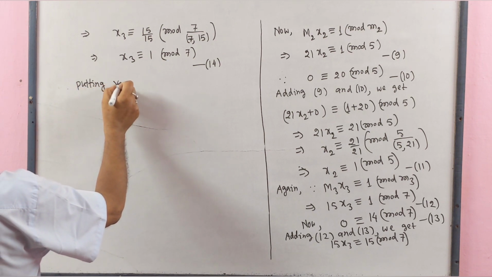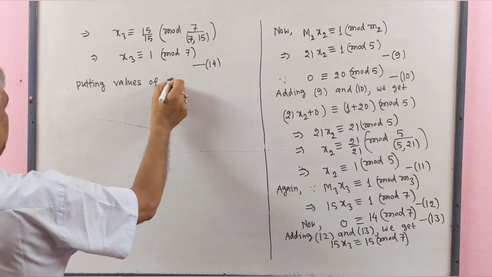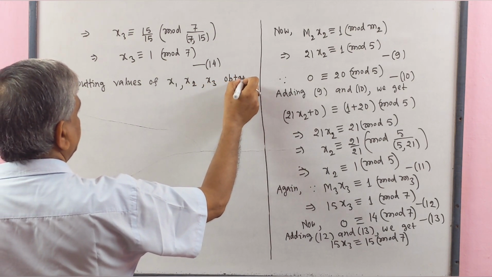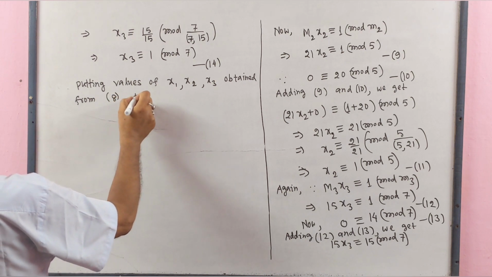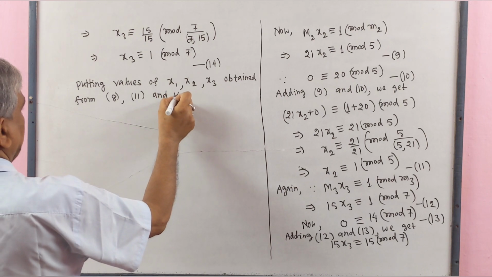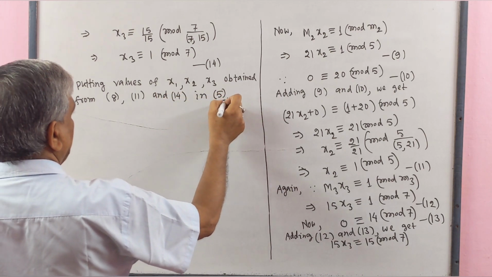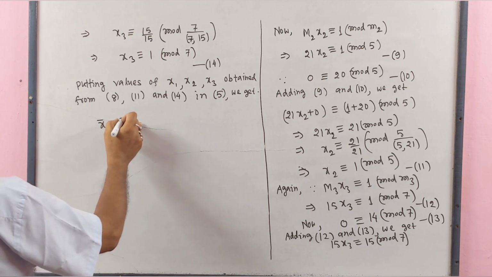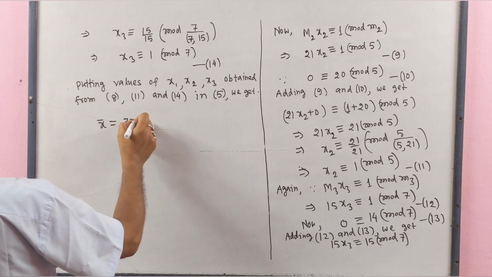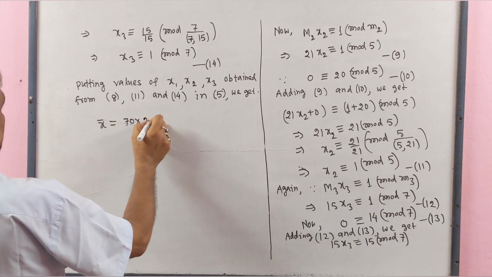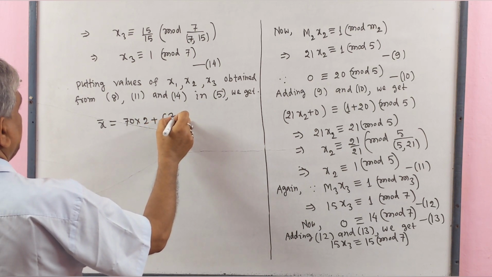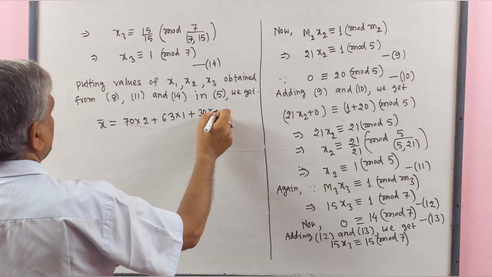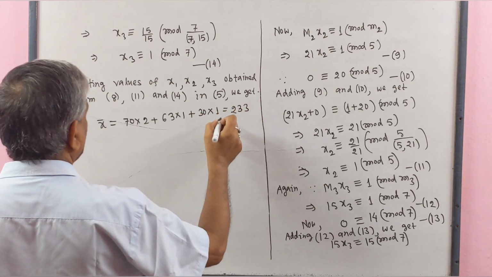Putting values of x1, x2, x3 obtained from 8, 11 and 14 in 5, we get x bar equal to 70 multiply x1 is 2 plus 63 multiply x2 equal to 1 plus 30 multiply x3 equal to 1. This is 233. Let this be 15.